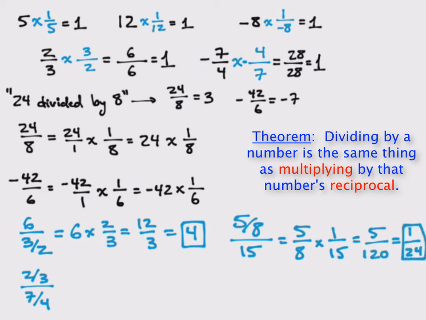Or in our last example, 2/3 divided by 7/4. All we need to do is recognize that this is the exact same thing as 2/3 times 4/7.